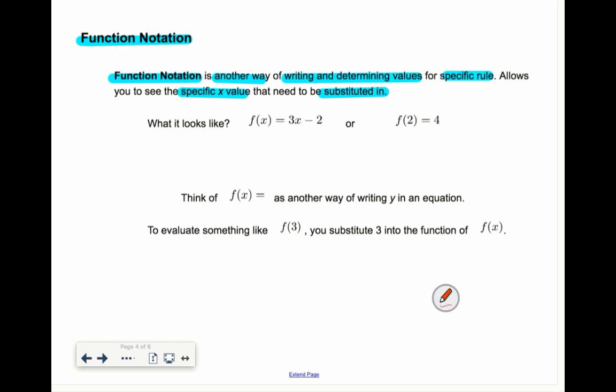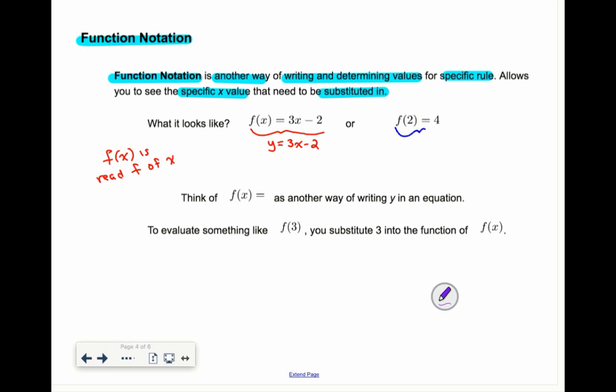Well, the first one, f of x equals 3x minus 2, this is just the same as saying y is equal to 3x minus 2. It's just a sophisticated way of saying y, f of x is. But it means a function. So that's why we use the f of x. And that's how the f is read, f of x.